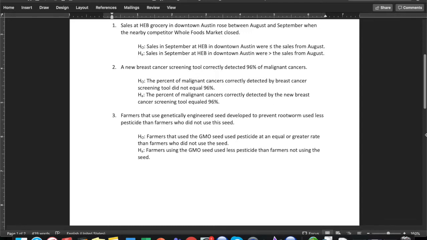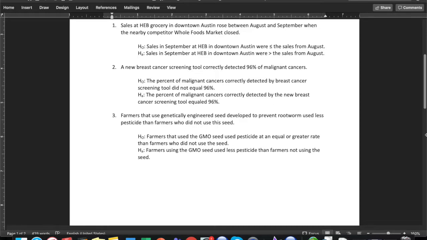Next would be a healthcare example. A new breast cancer screening tool correctly detected 96% of malignant cancers. If you know anything about mammography, that's actually an example I'm going to use. It's not that high. So the null hypothesis would be that the new breast cancer screening tool did not detect 96% of malignant cancers, because it doesn't make sense the way I wrote it. So our alternative hypothesis would be that the new breast cancer screening tool detected 96% of malignant cancers. So that's what it actually would be.